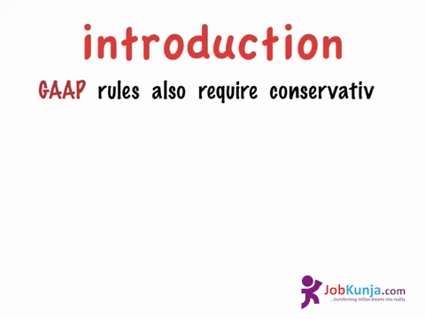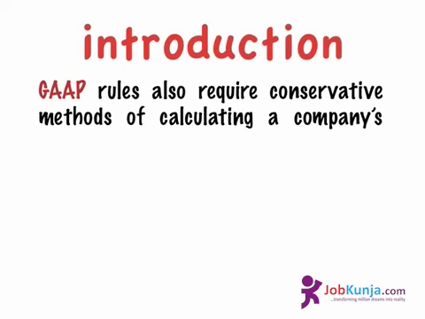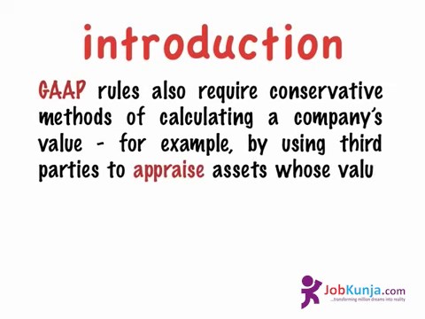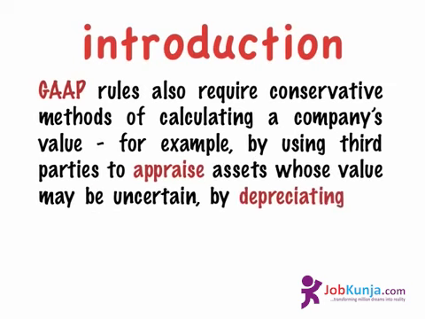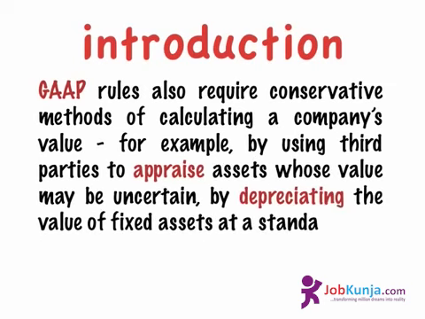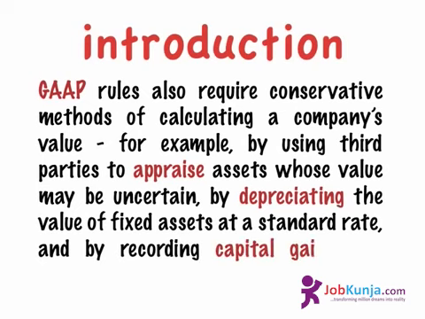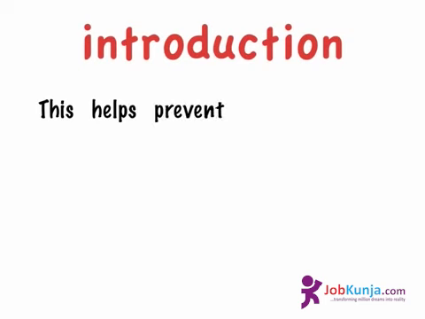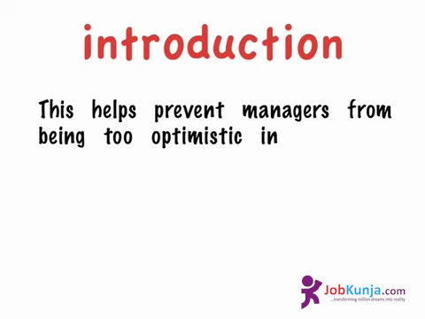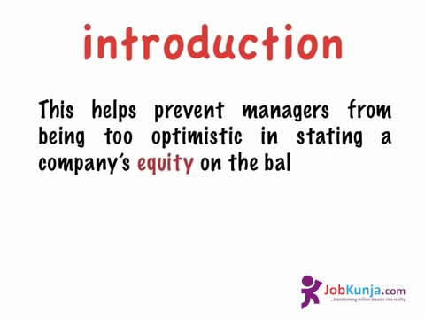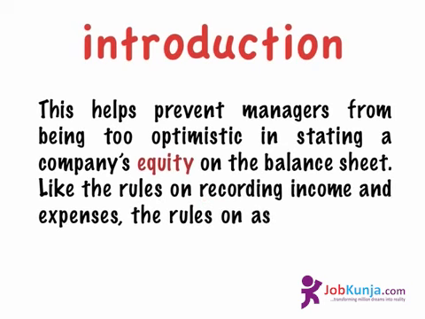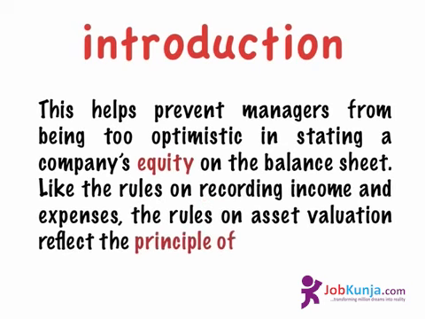The rules of GAAP also require conservative methods of calculating a company's value. For example, by using third parties to appraise assets whose value may be uncertain, by depreciating the value of fixed assets at a standard rate, and by recording capital gains and losses as they occur. This helps prevent managers from being too optimistic in stating a company's equity on the balance sheet. Like the rules on recording income and expenses, the rules on asset valuation reflect the principle of prudence, a basic component of GAAP.